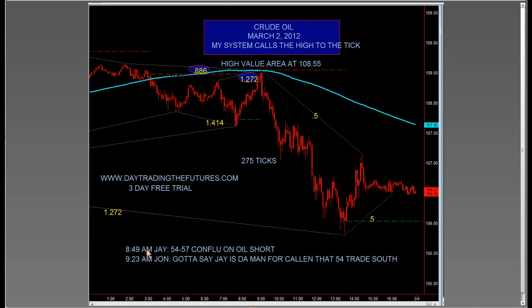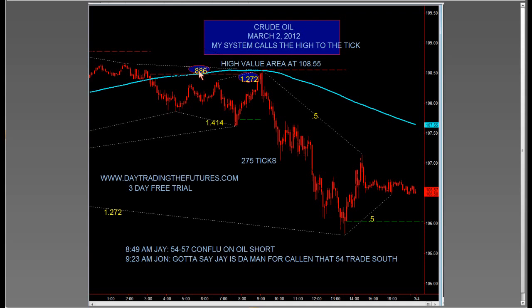So coming into the trading day at 8:49, as the market was progressing higher, I said 54, 57 confluence short. Obviously, it hit right into the zone. The high was 55, within 3 ticks, and it fell 275 ticks. What we have in the room is my proprietary moving average. We're not big fans of moving averages because they fail a lot, and traders just get nailed by them, especially if they average down.